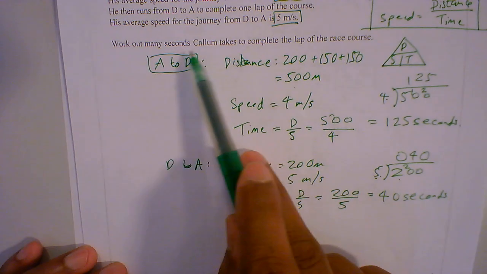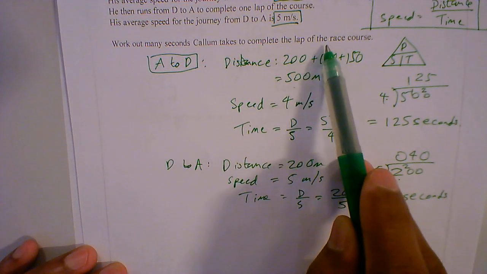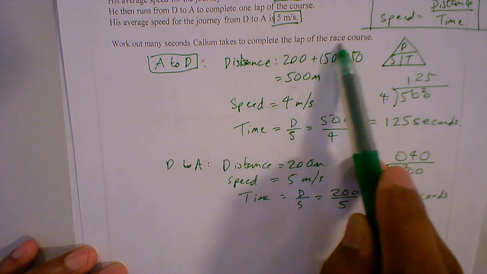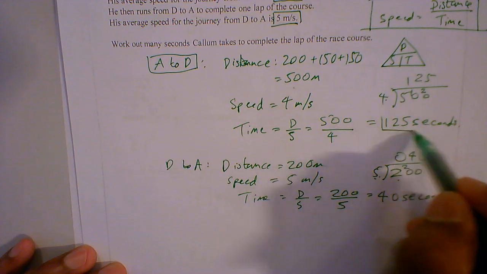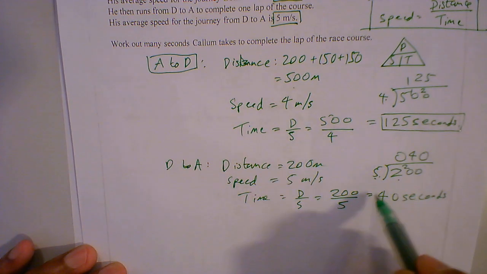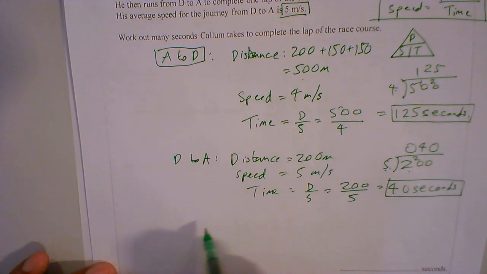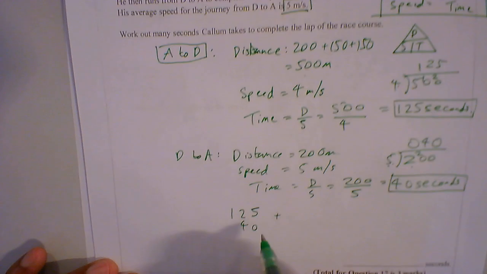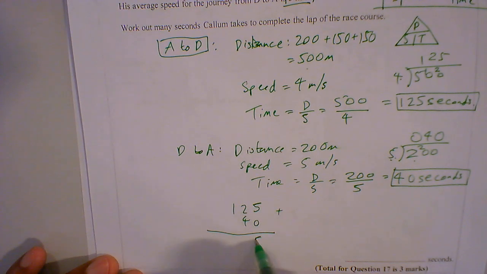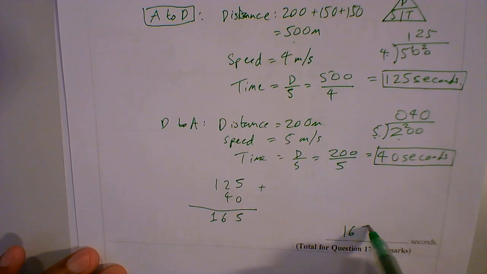Now, work out how many seconds Callum takes to complete the lap of the race course. For the first part, we had 125 seconds, and for the last part, we got 40 seconds. If I add them together, 125 plus 40: 5 plus 0 is 5, 2 plus 4 is 6, and then we've got 1, so 165 seconds.